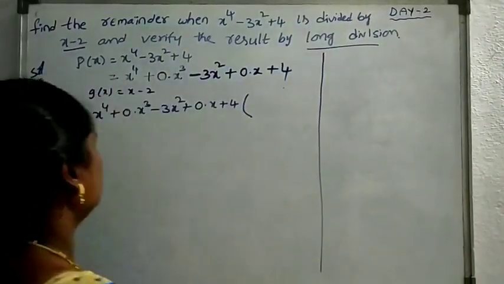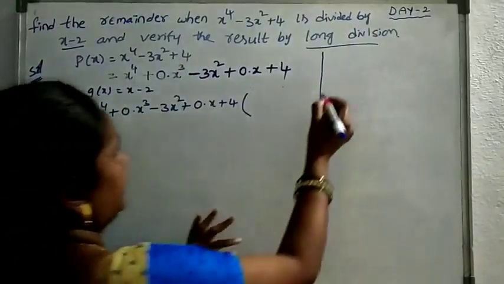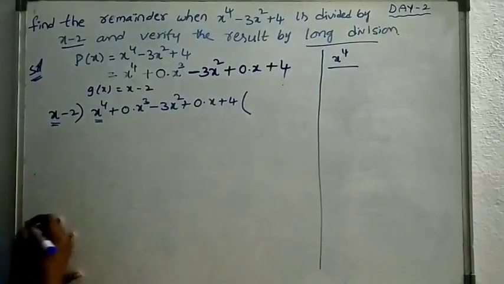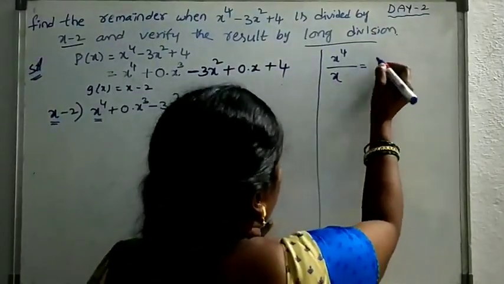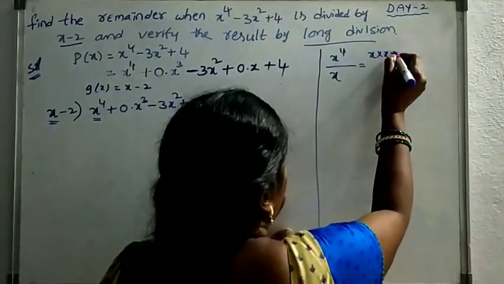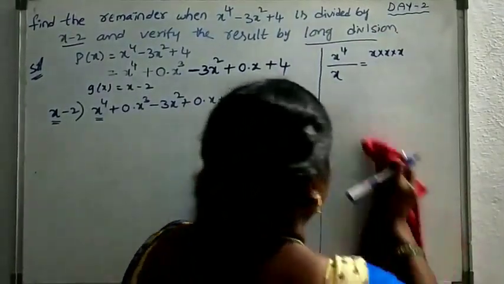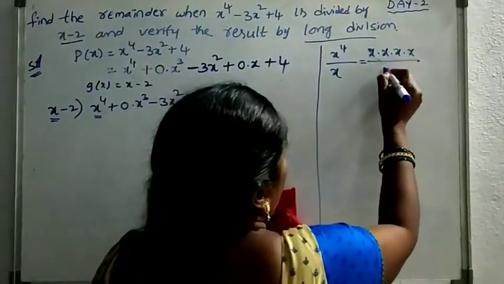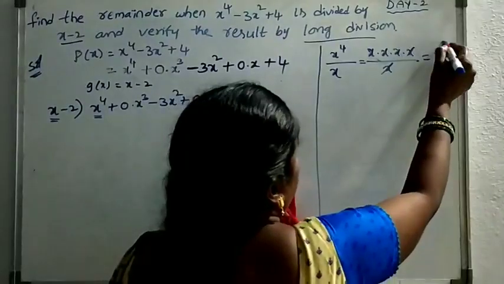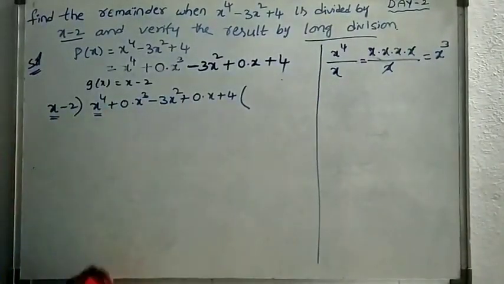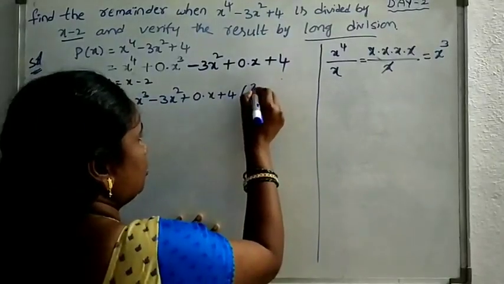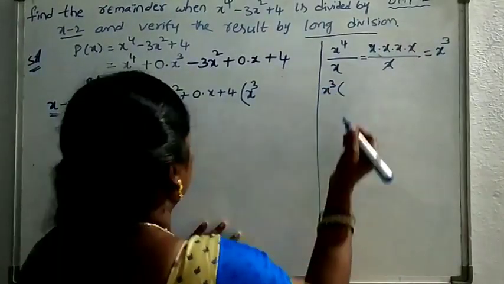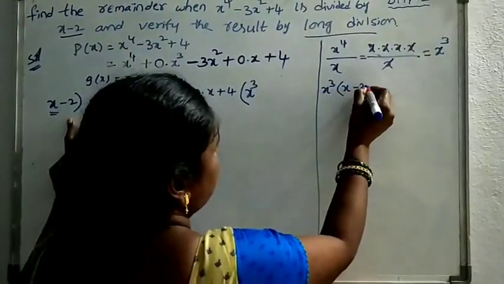What we have to do, children? The first term of the dividend, x power 4, divided by the first term of the divisor, x. X power 4 means how many x's are there, children? 4 x's. In those 4 x's, how many x's will be cancelled? Only 1 x. So the remaining 3 x's means it is x cube. This x cube is the first term of our quotient. Now what we have to do? This x cube is multiplied with the divisor x minus 2.